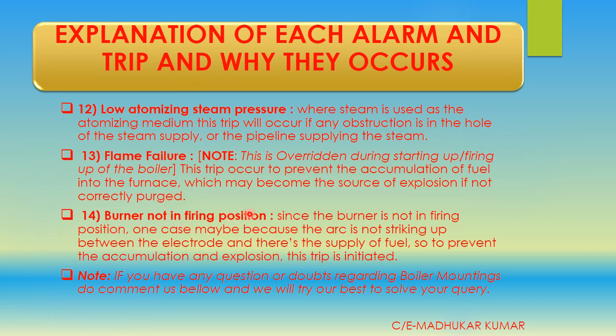Next is burner not in the firing position. One case may be because the arc is not striking between the electrodes. We have the arc developed with the electrodes. The high voltage is supplied and the electrodes will generate the arc, and there is a supply of fuel, so to prevent the accumulation and explosion, this trip is initiated. So once this is not there, that's why the alarm comes into picture that the burner is not in firing position.